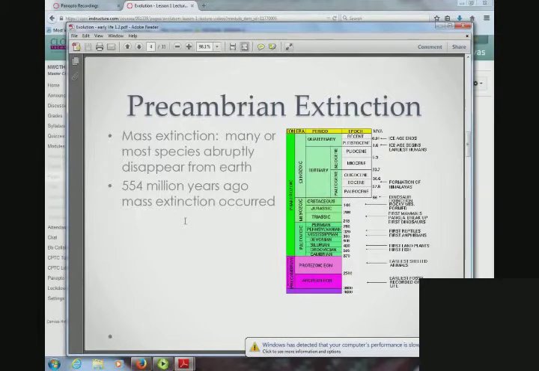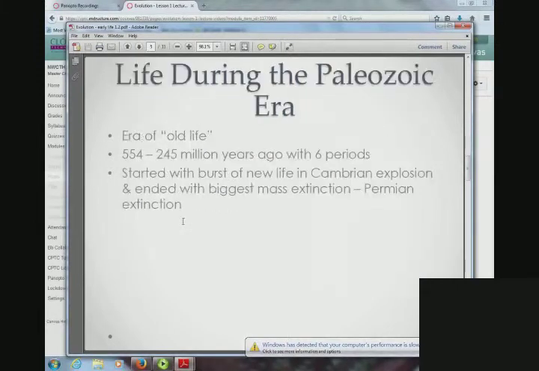At the end, we had the Precambrian extinction. This was a mass extinction where many or most of the species abruptly disappeared from the Earth. This occurred about 554 million years ago.